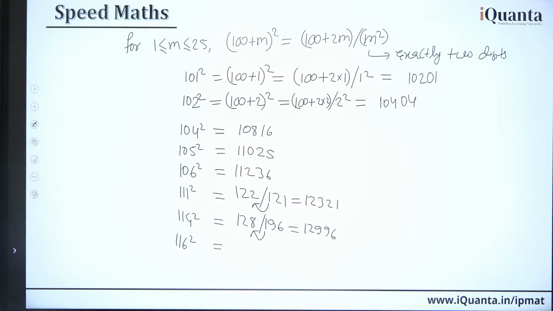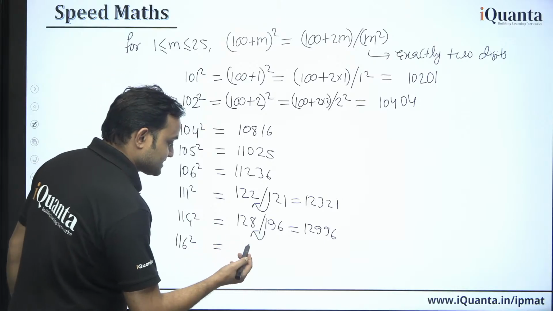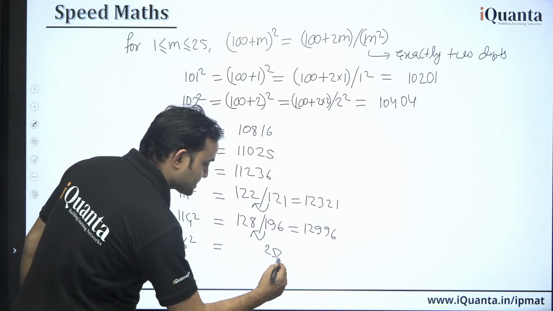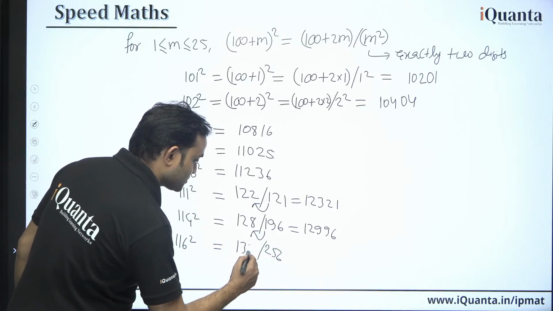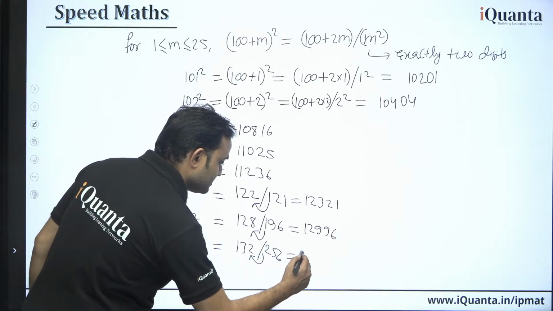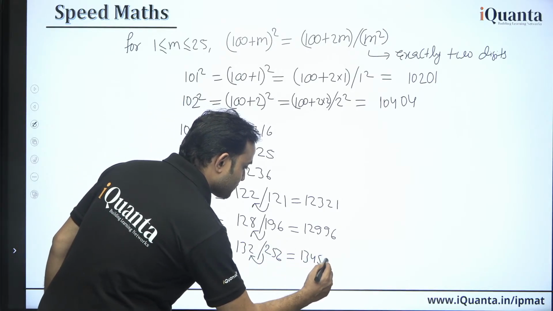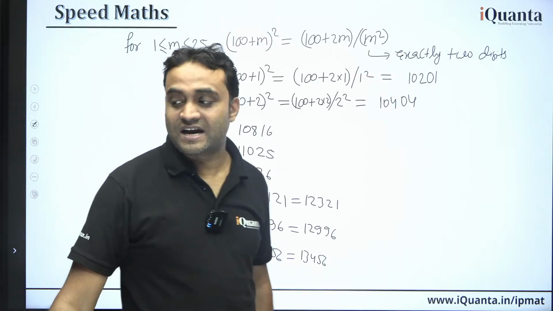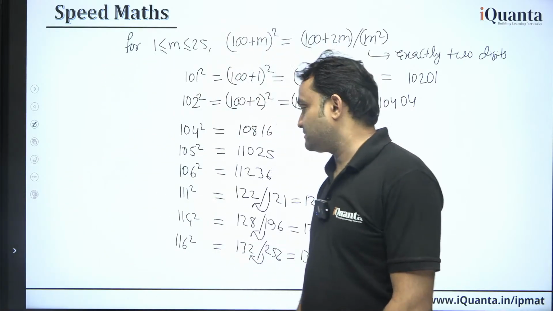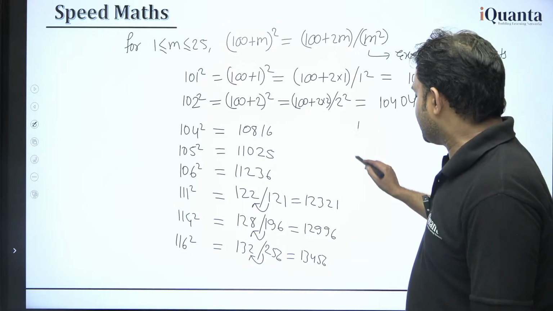13456. Okay, let's check it. 116. 16 square is 256 and 132. So we will take it here. It will become 13456. Yes, that is absolutely correct. So now we are getting the hang of it.